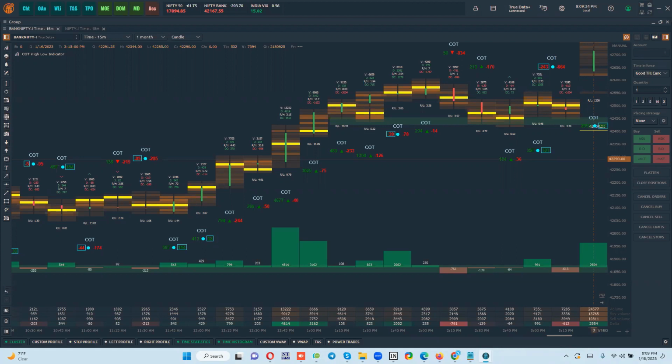Copy trading feature, we are not sure as of now. We will let you know.